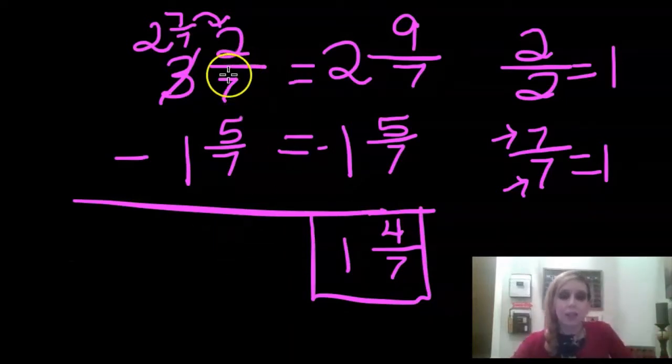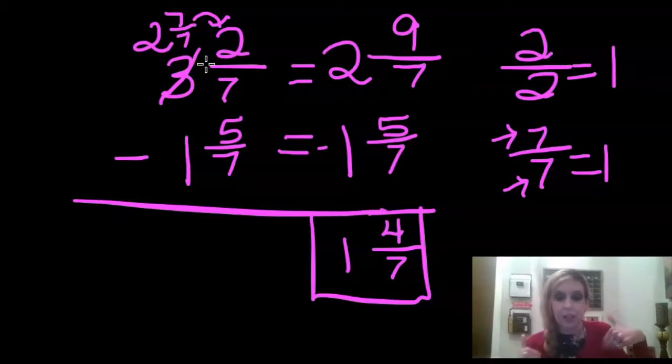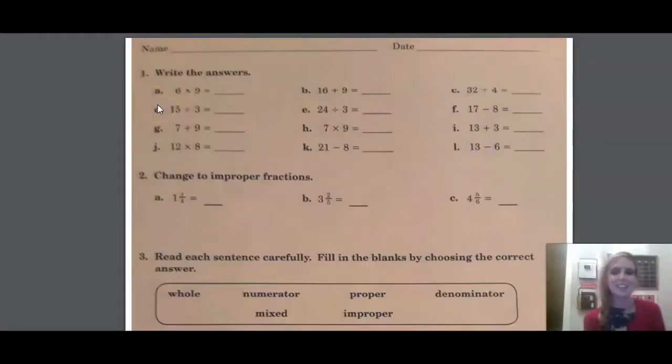Okay? So when you're borrowing, just remember, you're borrowing 1, you're making that 1 into a fraction, and it's going to be whatever the denominator here is because you have to add the fractions together, and you have to have like denominators to do that. We good? All right, so let's take a look at what you are working on today.